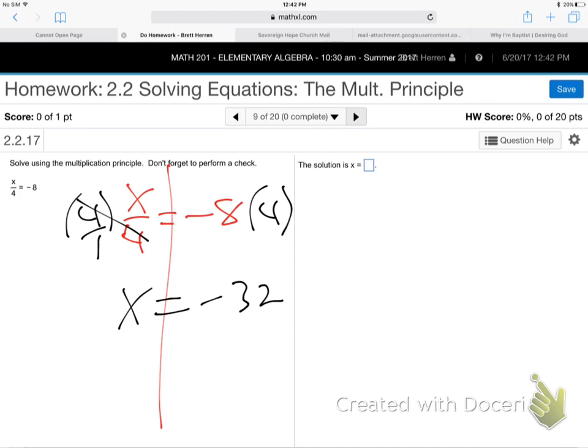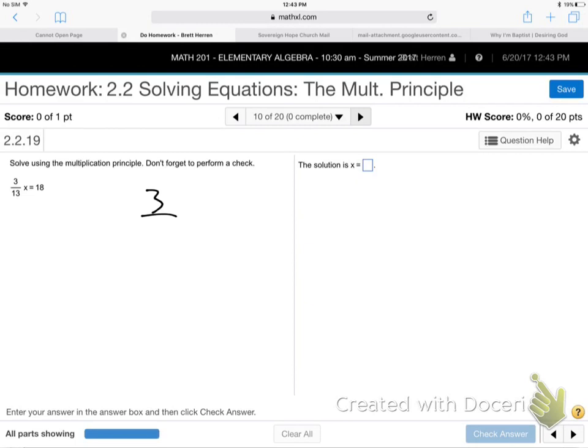Is that good? Okay. Is that the real answer? Like from the beginning, if x had been negative 32, would that make it true? Negative 32 divided by 4 is negative 8. We're finding the value that makes it true. That's what we're doing, by undoing what's next to x to get it alone. It's the pattern of this book.